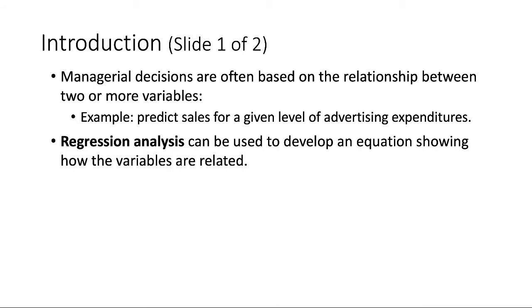Managers often make decisions based on the relationship between two or more variables. For example, a manager could consider that high advertising spending may drive sales, so he may attempt to predict sales for a given level of advertising spending.